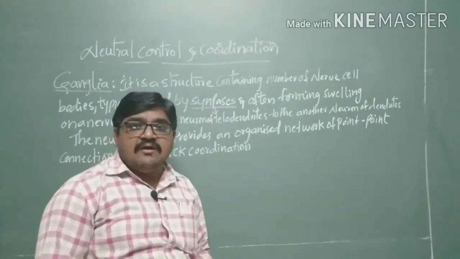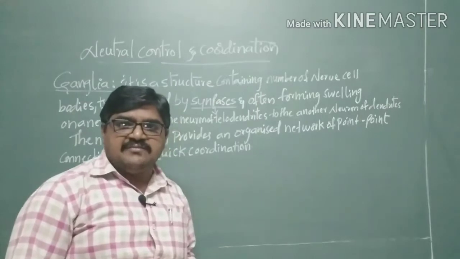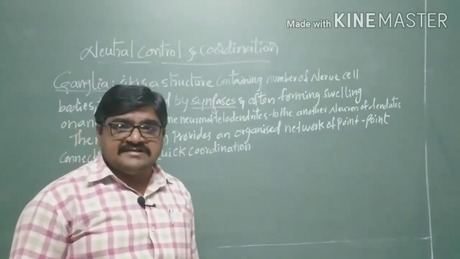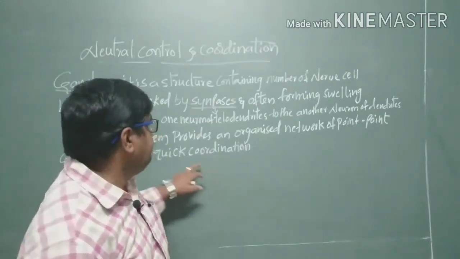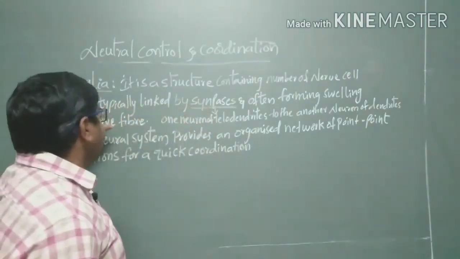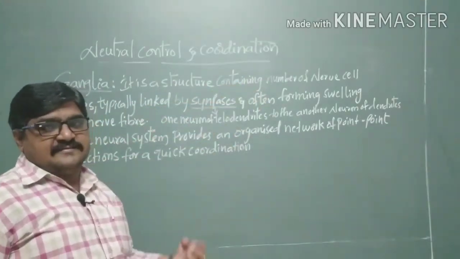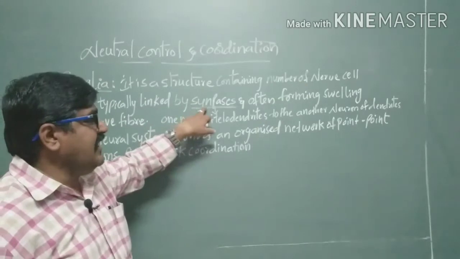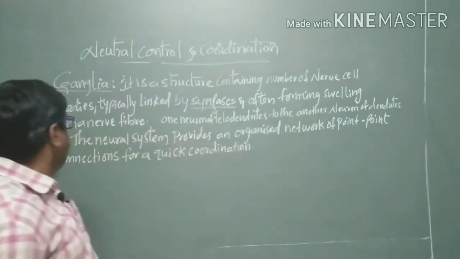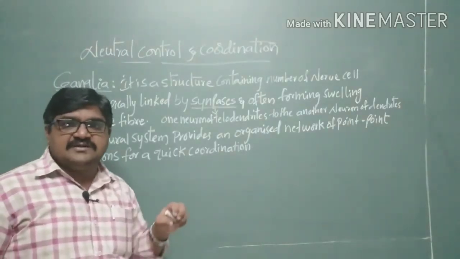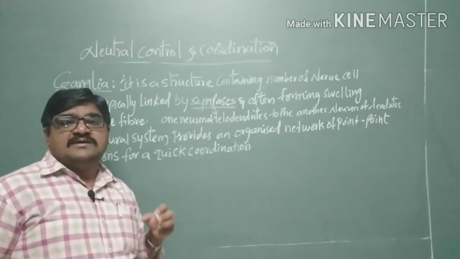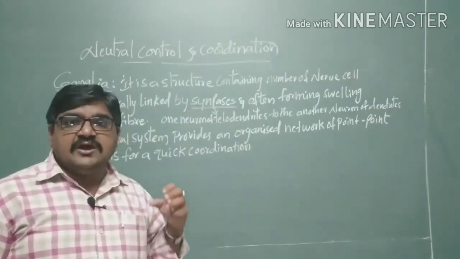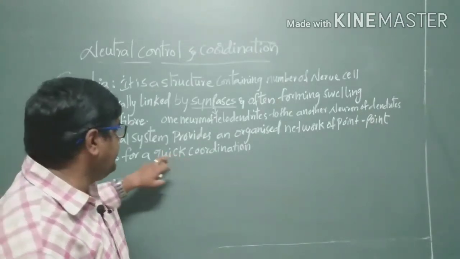Synapse means that from the telodendrites of one neuron, the information is passing to the dendrites of another neuron. If information is passing, then such a process is called a synapse. So the structure containing a number of nerve cells or cell bodies, present in the form of cytons, typically linked by synapses and often forming a swelling on a nerve fiber, where information is passing through the swelling of the nerve fiber, we call a ganglion. These ganglions are present in lower organisms, as we have studied.